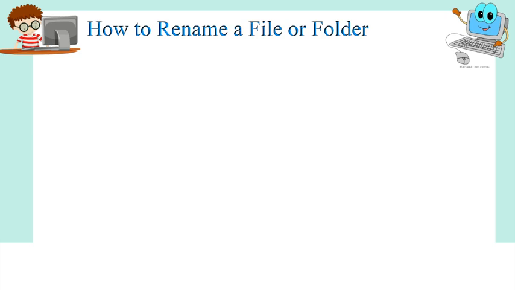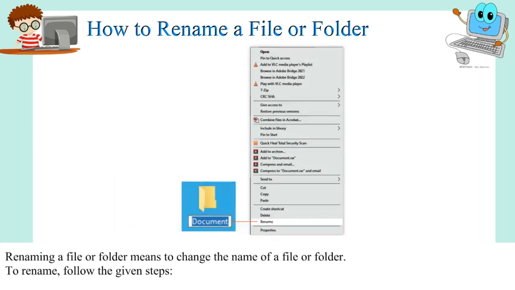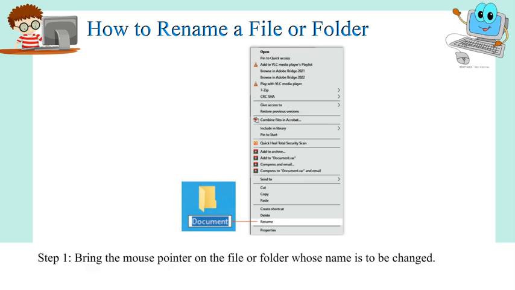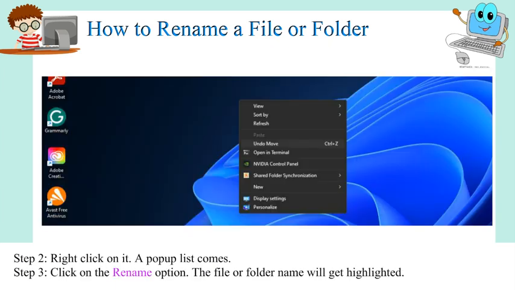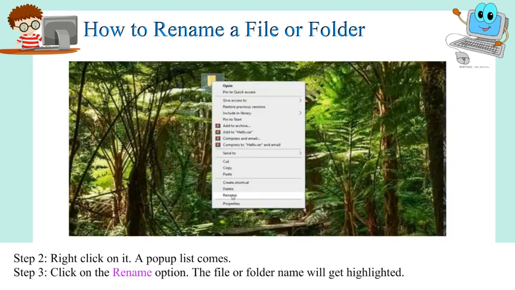How to rename a file or folder? Renaming a file or folder means to change the name of a file or folder. To rename, follow the given steps. Step 1. Bring the mouse pointer on the file or folder whose name is to be changed. Step 2. Right-click on it. A pop-up list comes.